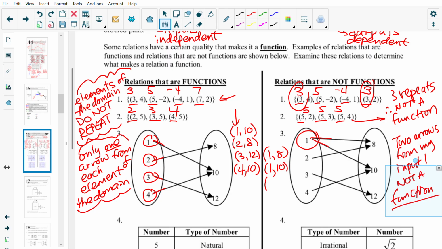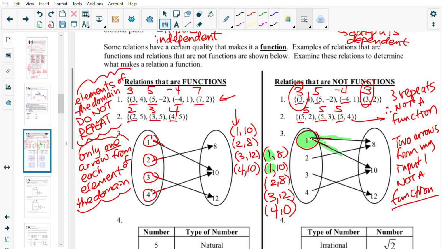So 1, 10, 2, 8. The rest look okay, 3, 12, and 4, 10. But right here, the 1 and the 1, so 2 arrows coming out. That is not a function.